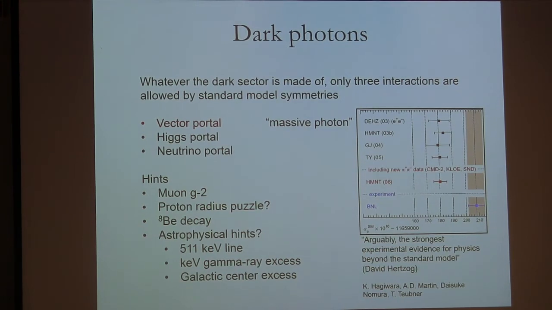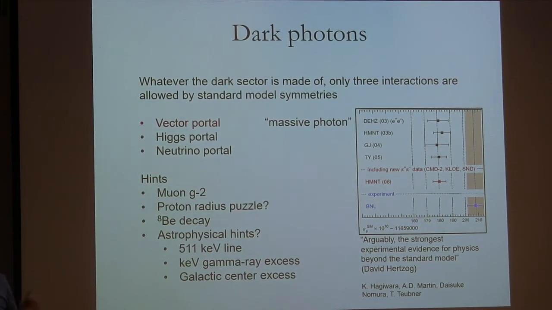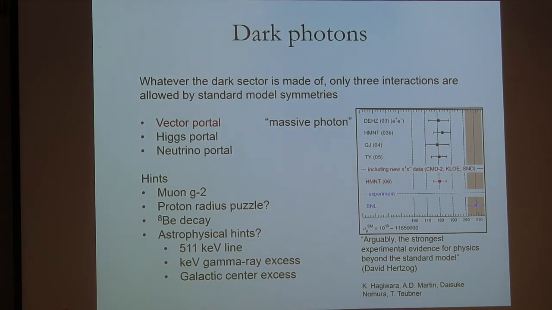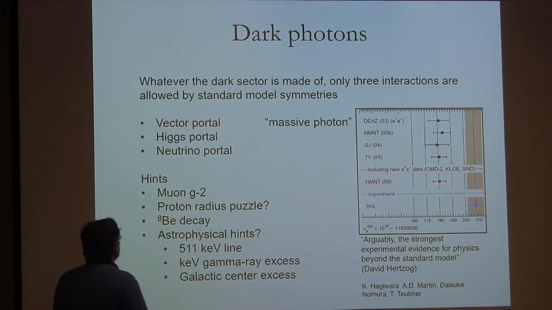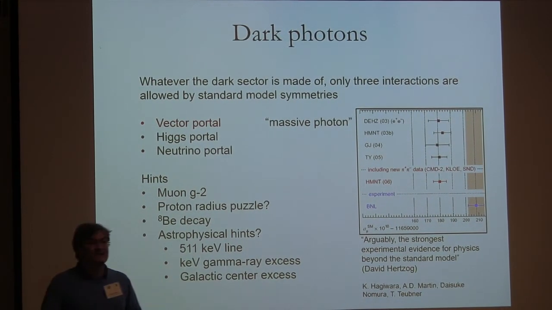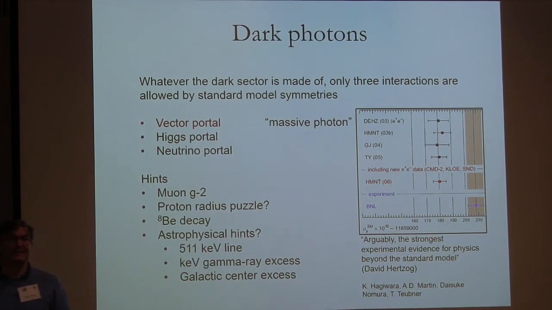And then you ask yourself, what could happen? What could be the possible outcome? If we unblind and we find agreement, great, the standard model is right. What if it doesn't agree? And there's a so-called dark photon, which is really just a photon but with mass.